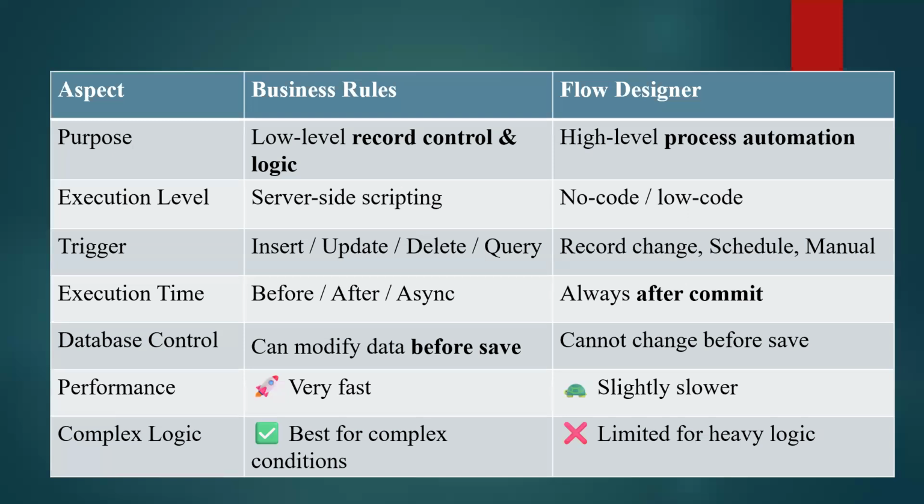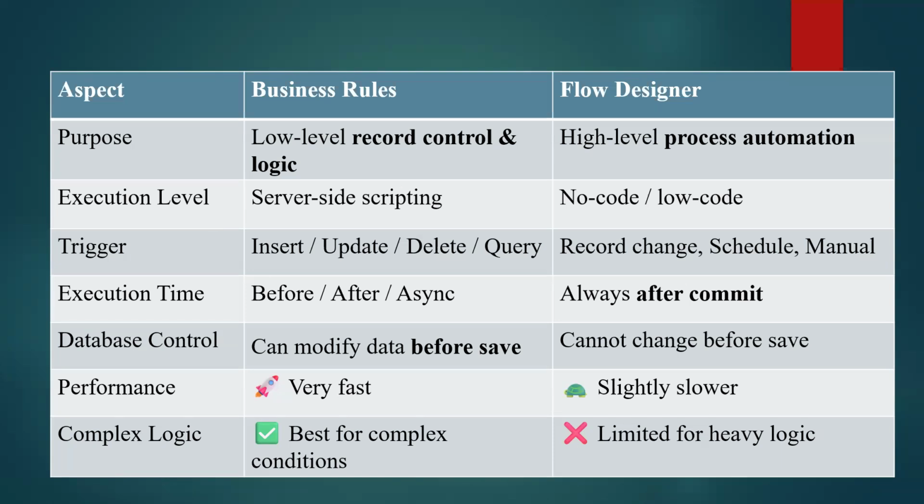Then execution level. Business rules run on the server with code, but flow designer runs as no-code or low-code automation. Trigger conditions. Business rules are triggered when a record is inserted, updated, deleted, or queried. Flow designer is triggered by record change, schedule, or manual run. Execution time. Business rules can run before save, after save, or in background. Flow designer runs only after the record is saved.